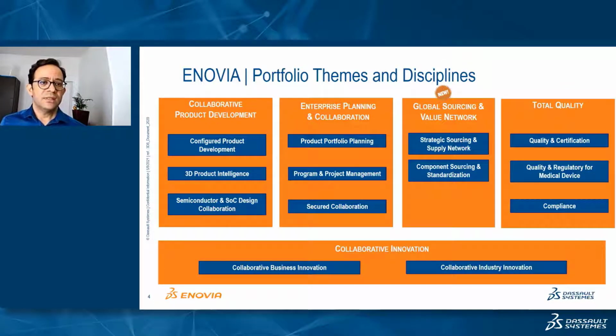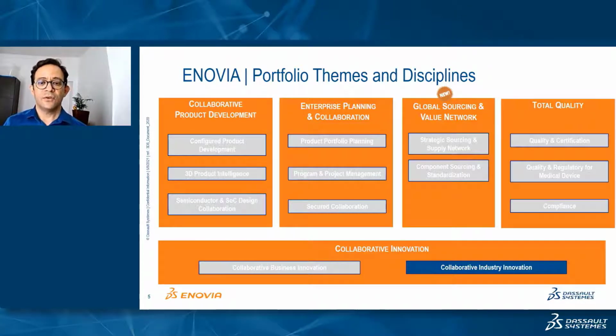If you remember, this is the ENOVIA portfolio themes and the disciplines. We have added here a new theme, which is the global sourcing and value network, which has two disciplines, strategic sourcing and supply network, and component sourcing and standardization. So the two roles that I have introduced earlier are in fact in the discipline of component sourcing and standardization, and we're going to review them later on during this session.